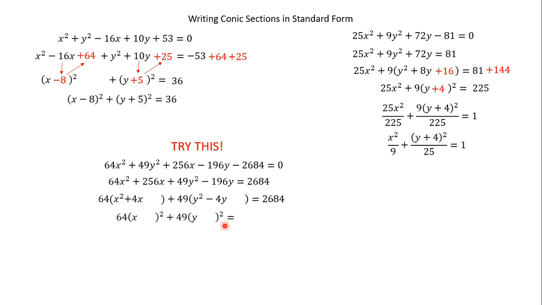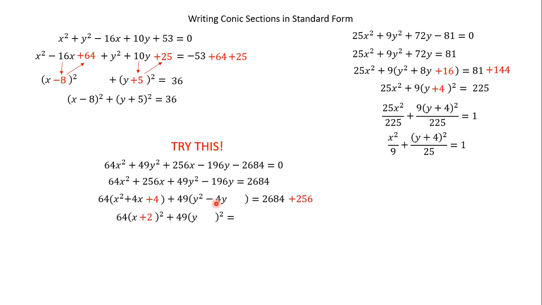Now we're ready to complete the square. So 64 and 49 move down. The x squared plus 4x becomes (x plus or minus something) squared. The y squared minus 4y becomes (y plus or minus something) squared. So we have plus 4x, or plus 4, so we divide by 2 to get plus 2, and then square it to get plus 4. Then what do we add to the other side of the equal sign? 4 times 64, which is that 256 again.